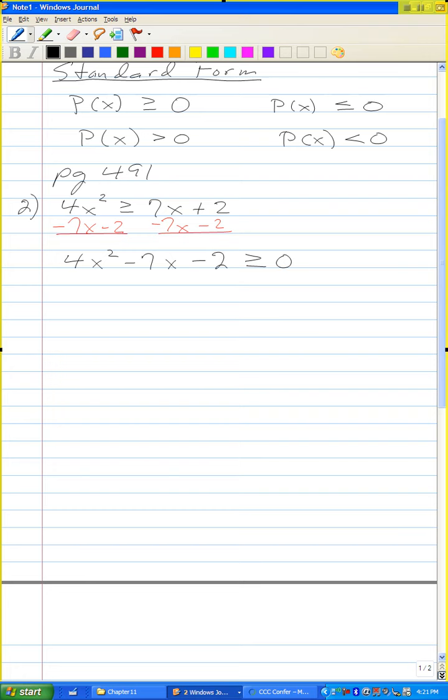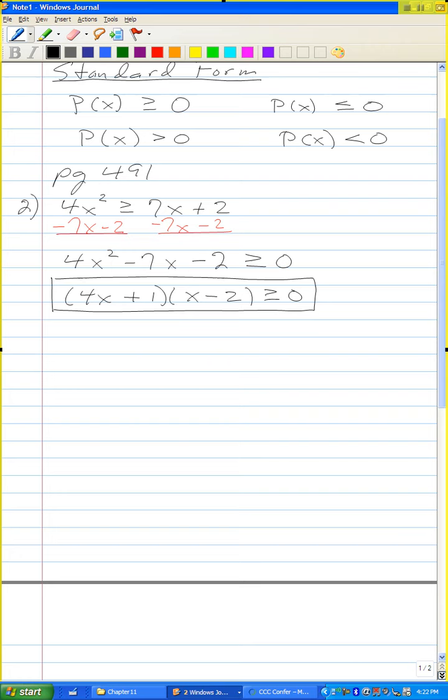Now actually, we usually like to write it in standard form where I factored the left-hand side as much as possible. And so in this case, you could factor this as follows: 4x squared minus 8x plus 1x minus 7x minus 2. And so this is in standard form, and we've simplified this inequality as much as possible.